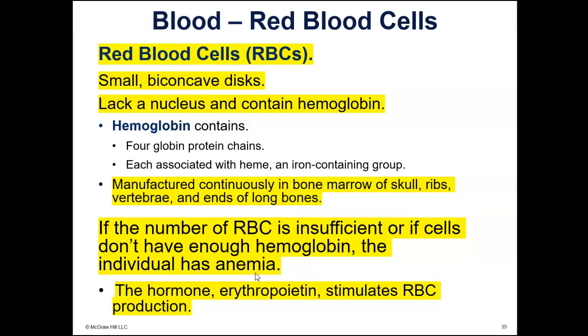Anemia is when the person doesn't have enough red blood cells or enough hemoglobin. And the hormone erythropoietin, or EPO, stimulates red blood cell production, and it's actually released by the kidneys.